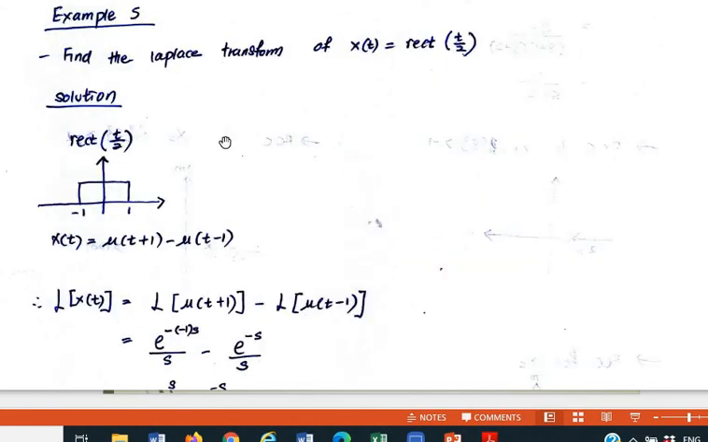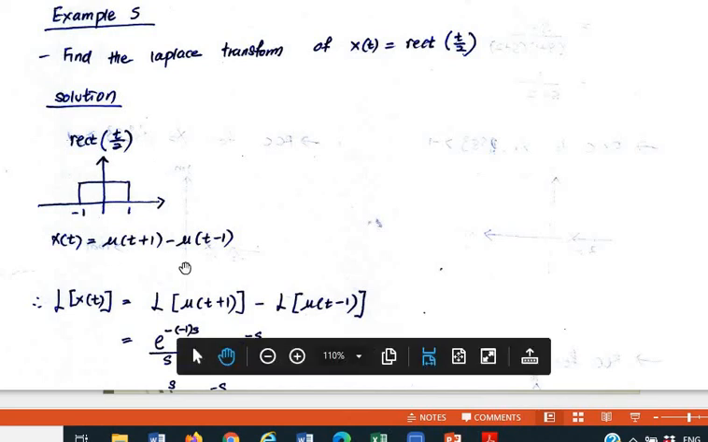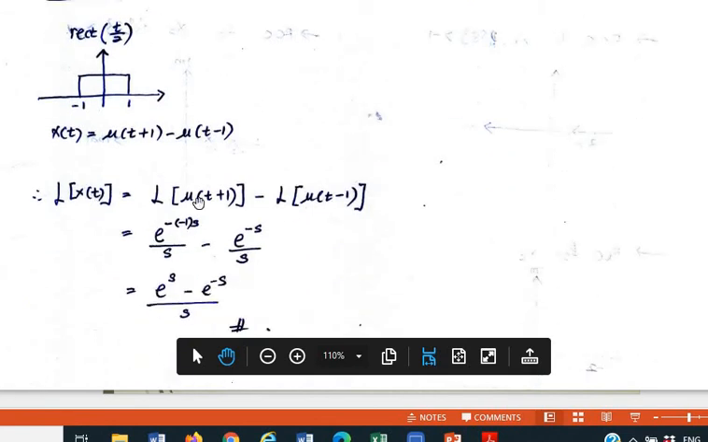Another example, find the Laplace transform of x(t) equal to the rectangular pulse of t over 2. First of all, you need to know what the rectangular pulse of t over 2 is in terms of unit steps. Rectangular t over 2 is from minus 1 to 1, with the amplitude 1, from the basic knowledge of the rectangular signal. So if you write it in terms of unit step, that is u(t + 1) minus u(t - 1). So the Laplace transform of x(t) is the Laplace transform of u(t + 1) minus u(t - 1).